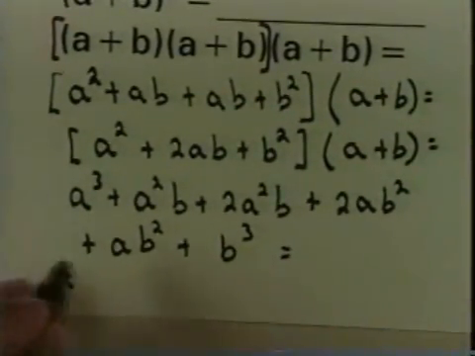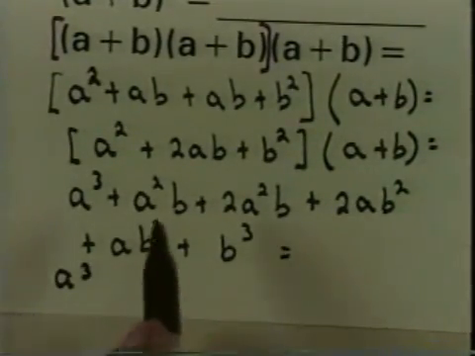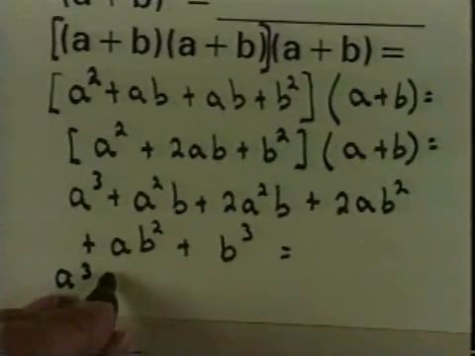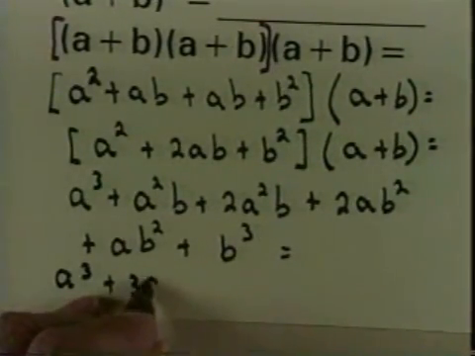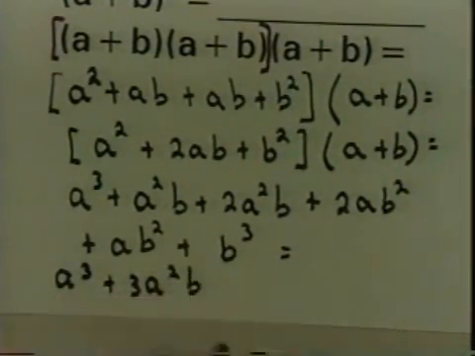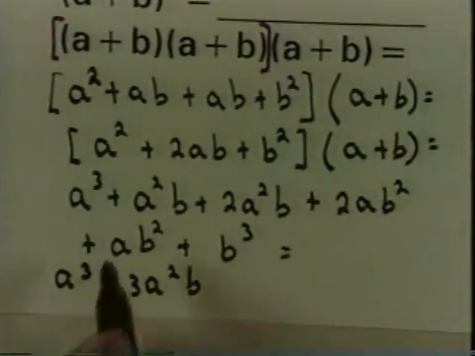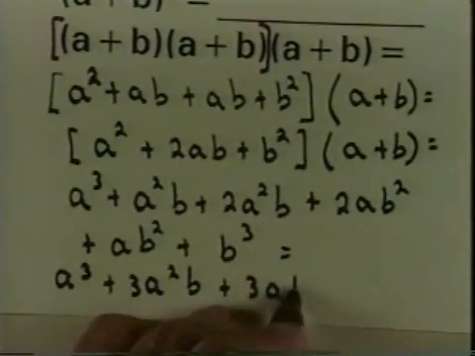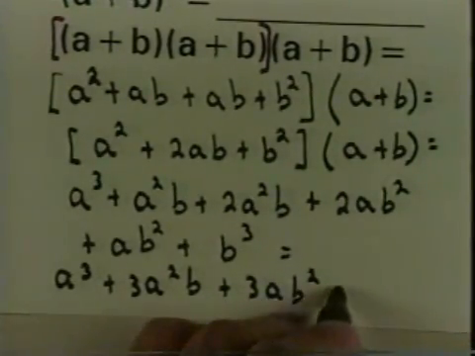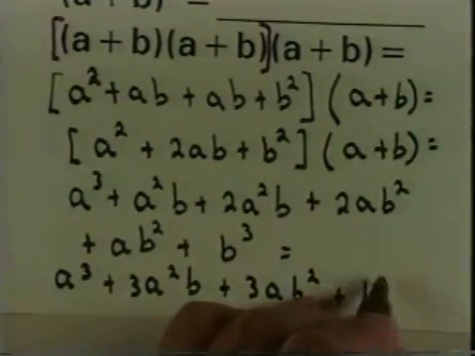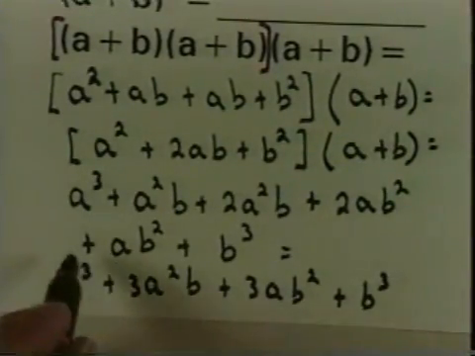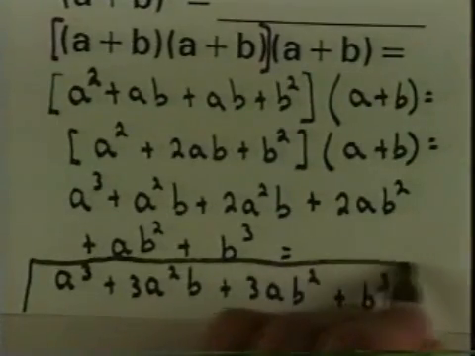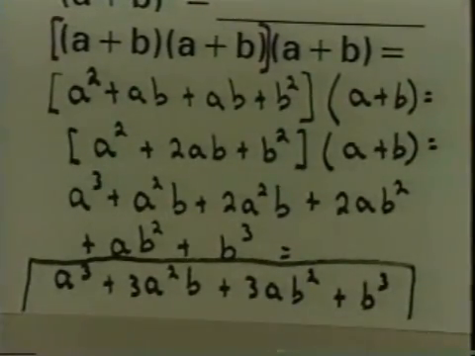We have a cubed, 1a squared b plus 2a squared b gives me 3a squared b. 2ab squared plus ab squared gives me 3ab squared, plus the b cubed, as my answer.